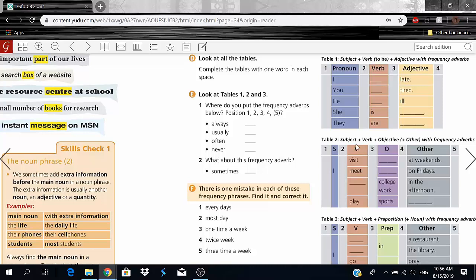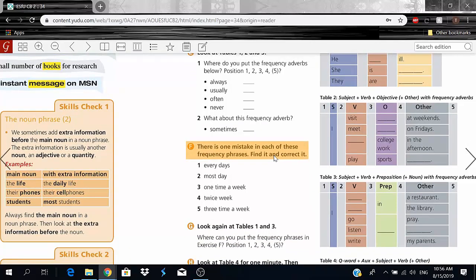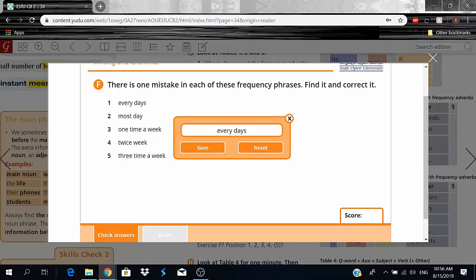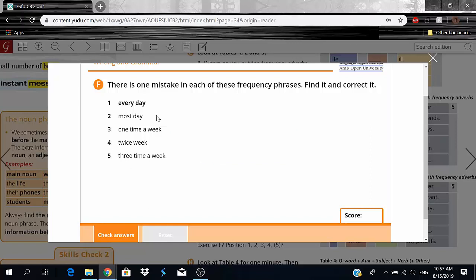Now let's move on. So here we have exercise F. There is one mistake in each of these frequency phrases. Find it and correct it. Okay, so we have some frequency phrases. Let me actually open this up here. So here we have every days. What do you guys think the problem is? That's correct. Days is not the right word here. When I'm talking about every, I use a singular word. So I'm going to get rid of that S right here, and this is correct, every day.